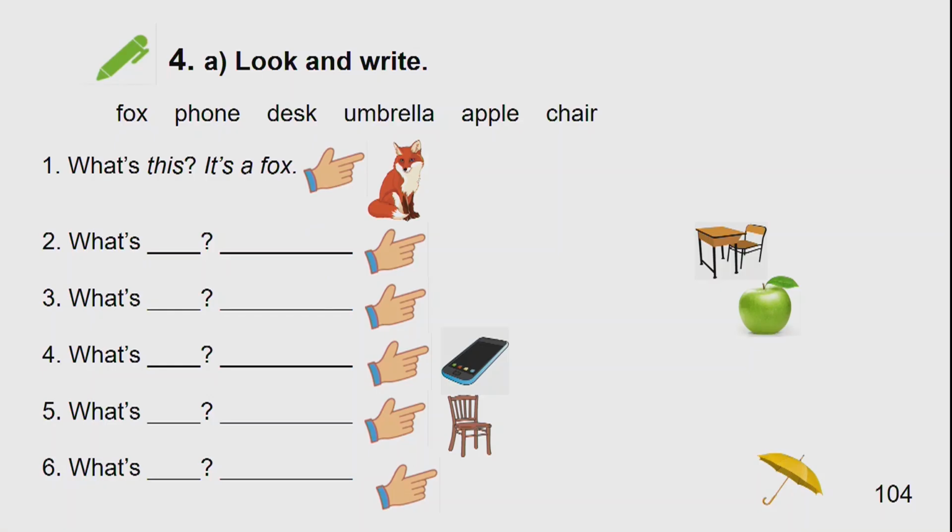Turn the page over, please. It's exercise 4A. There are 6 pictures and 6 words. Box, phone, desk, umbrella, apple, chair. You look at the pictures and write questions. What's this? If the object is close to you. And what's that? If the object is far from you. Then you answer the questions looking at the picture. For example, number 1. What's this? It's a fox. You open your copybooks now, write questions and short answers.